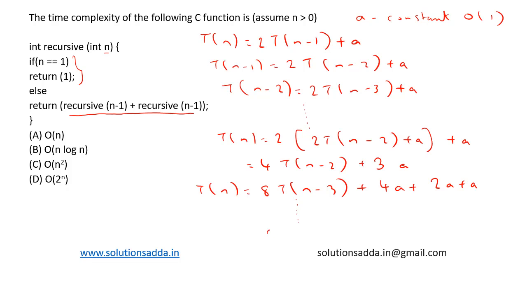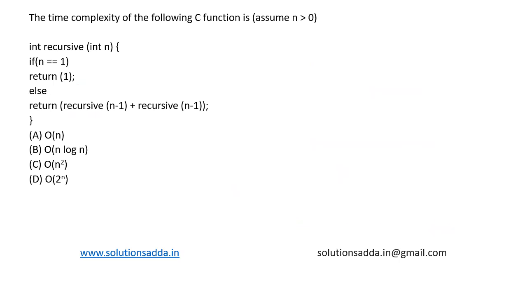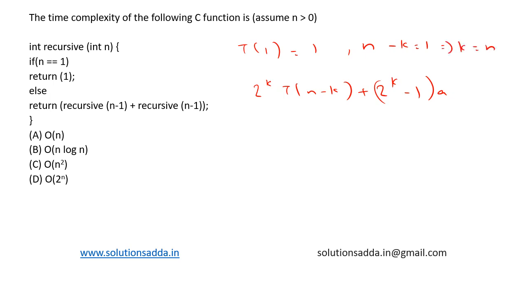We can rewrite it as 2 to the power k T of n minus k plus 2 to the power of k minus 1 into a. This is the equation. Now T of 1 is equal to 1, so we'll get n minus k equal to 1, which implies k is equal to n.